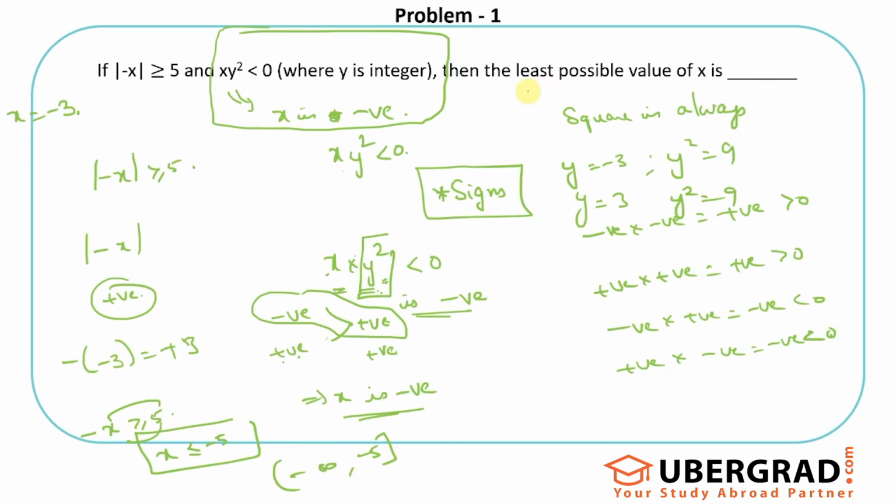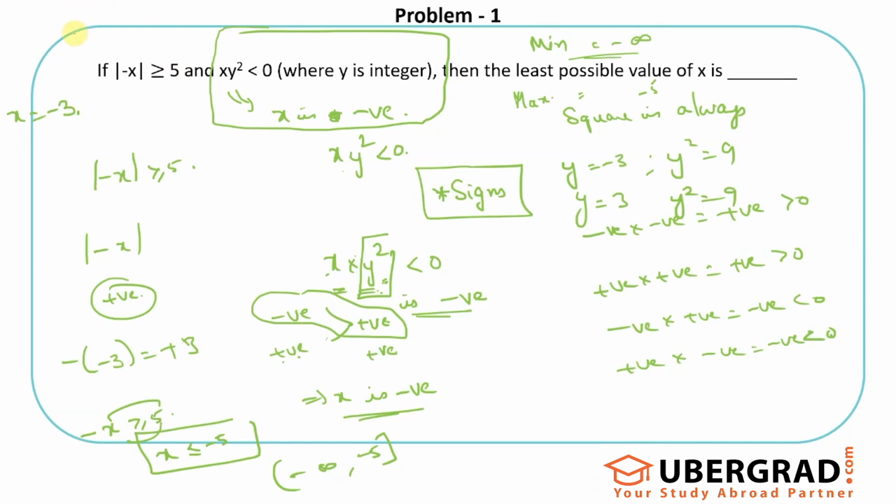So actually the question should have been the maximum or the largest possible value. In that case it could have been minus 5 and the minimum will be minus infinity. The least possible in this basically is infinite, because x can be minus 5, minus 6, minus 7, so up to minus infinity. So the question should have been the largest possible value of x is minus 5. It can't be more than minus 5.